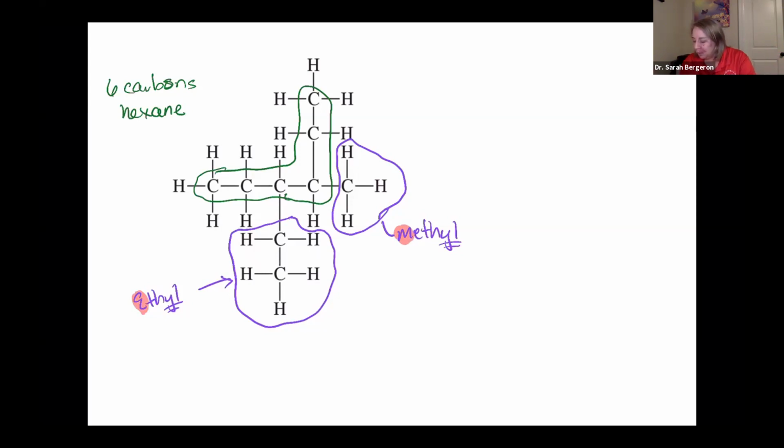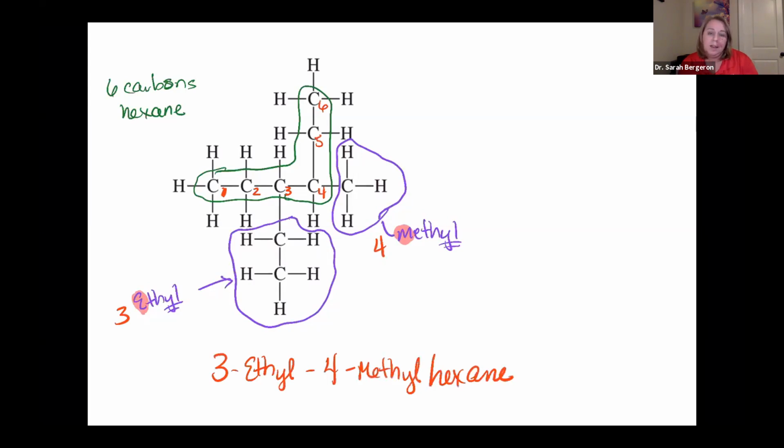So I'm going to count, let me try another color. If this is carbon 1, carbon 2, carbon 3, 4, 5, 6, that would give me my ethyl at 3 and my methyl at 4. That's what I want. So this was at 3, this was at 4. Now all we've got to do is put all this information together. I have 3-ethyl, and put dashes between them, 4-methyl. And then I need to name my parent chain, which is hexane. So 3-ethyl-4-methylhexane.